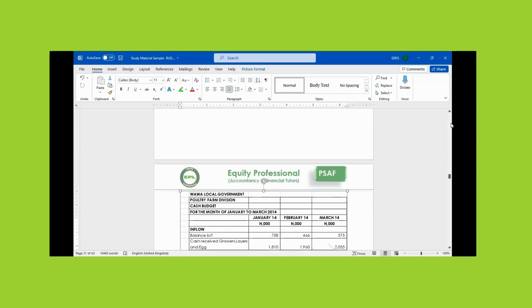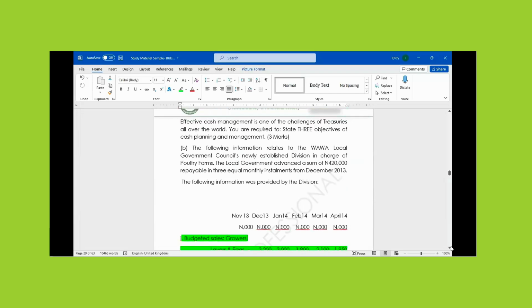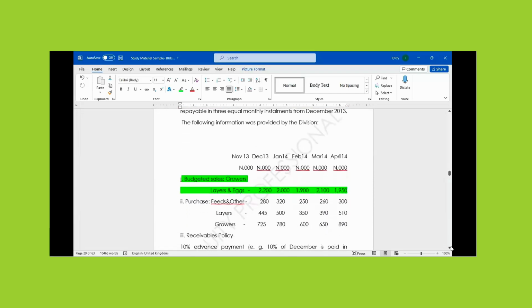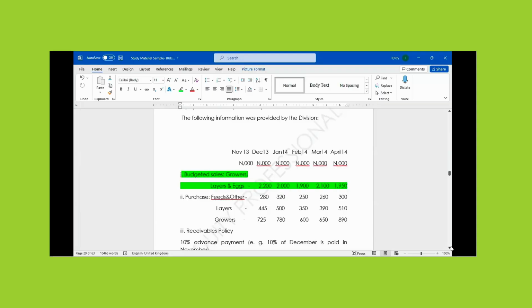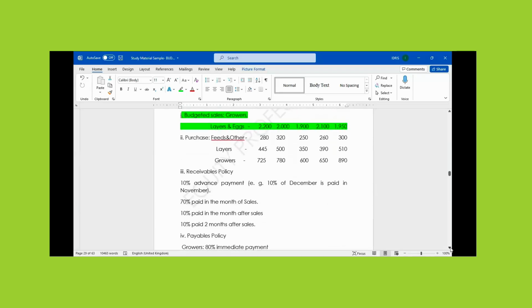Now let's go to sales. The first sales we have in this question is layers and eggs, budgeted sales. We are selling grower, layer, egg together. The first sales we have is 2.2 million, which is for December. How do we receive the money from customers? It was an advance payment of 10%. That means 220.